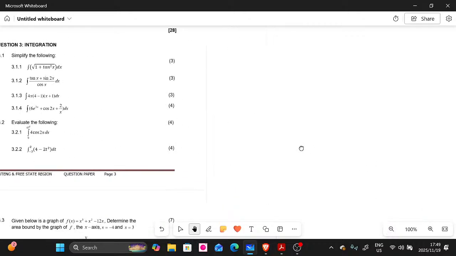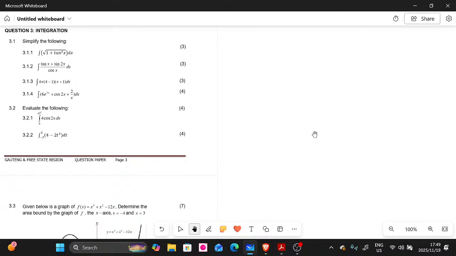All right, let's continue. Now let's look at question 3. We're gonna start with 3.1. So question 3b is actually about integration. So this is a Free State question paper, Free State and Gauteng region question paper. It's a common paper, by the way. So let's look at 3.1. I'm gonna try to be quick.